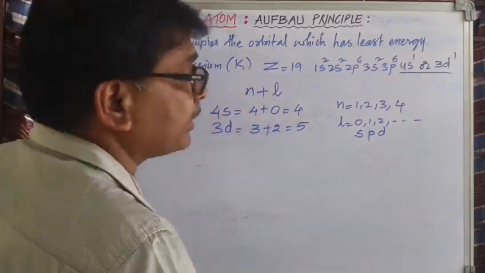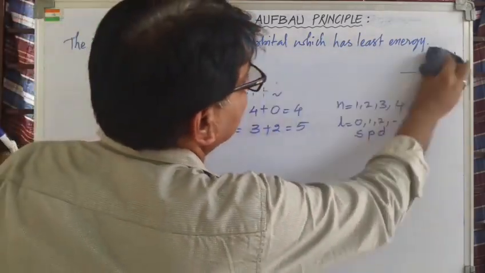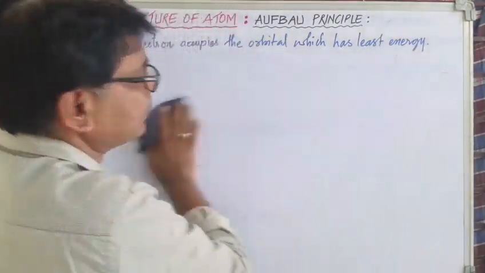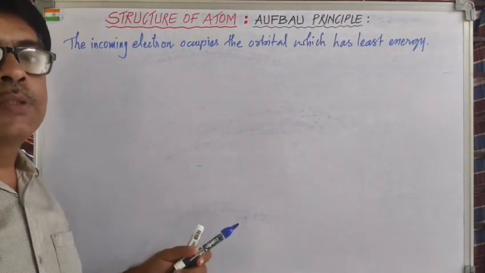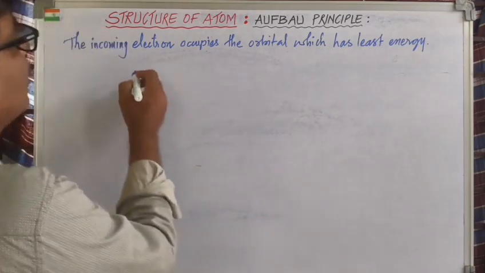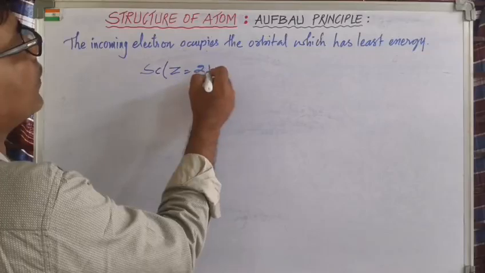That is why the right example to explain Aufbau principle is scandium. Scandium explains the total law, the total principle it explains. Okay? We'll see that one now. Let us take scandium, whose atomic number is 21.